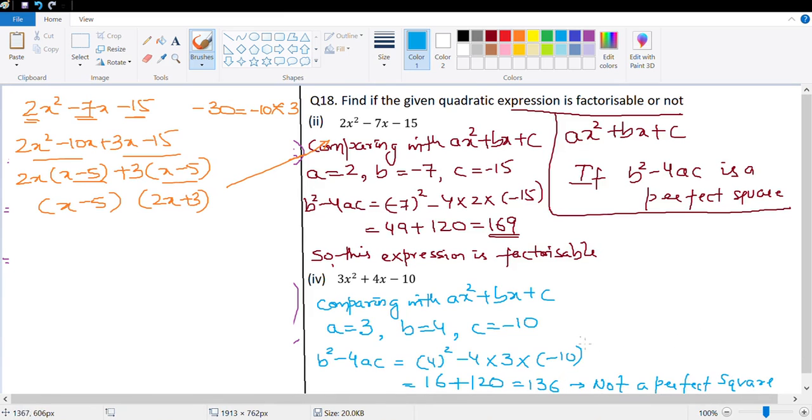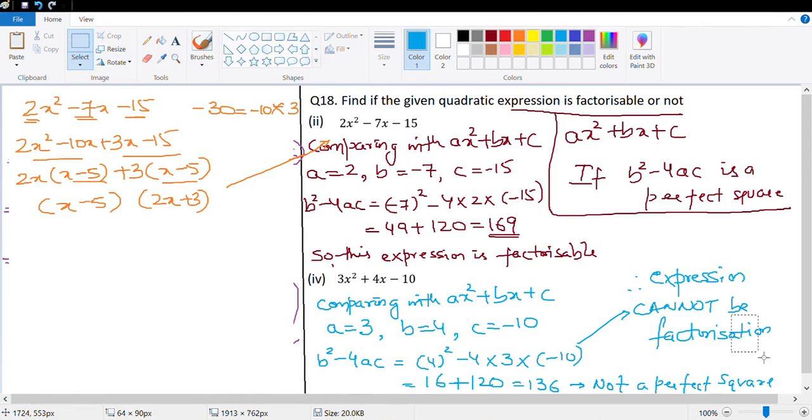So therefore the expression cannot be factorized. A quadratic expression of the form ax squared plus bx plus c can only be factorized if b square minus 4ac is a perfect square. That's an important condition that you should always remember.